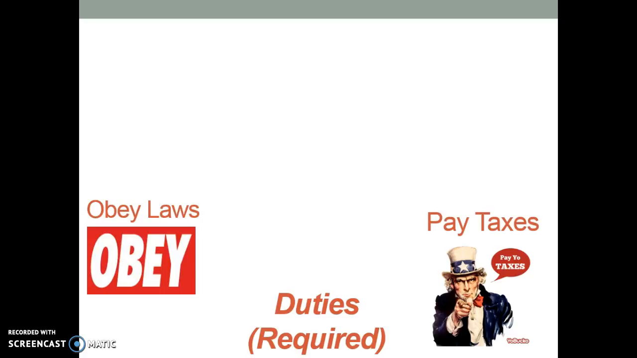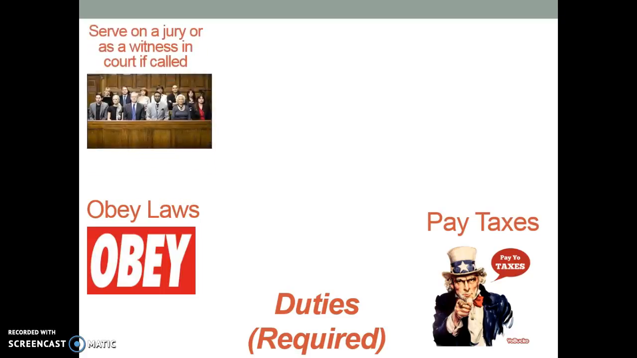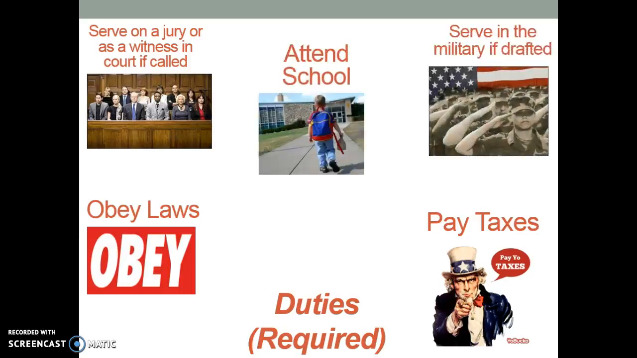Second, you have to pay taxes. Third, if you are called to serve on a jury, you must serve. If you're also asked to be a witness to a trial, to a crime or in support of somebody's defense, you must come if you are called. Fourth, you must attend school until you're at least 16. Everyone normally goes until about 18. And fifth, you also have to serve in the military if you're drafted.